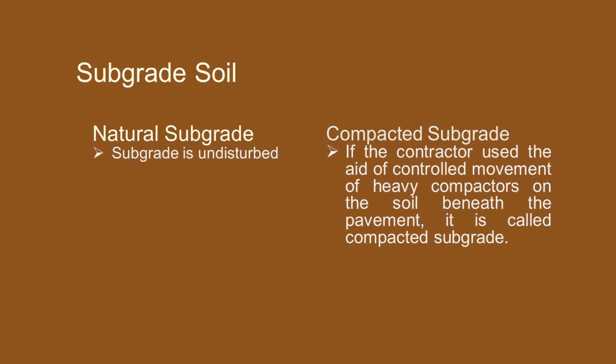We have here the kinds of subgrade, the natural subgrade and compacted subgrade. Natural subgrade is undisturbed. It means, from the word itself, natural, that no mechanism or whatsoever is involved. Then the compacted subgrade: if the contractor used the aid of controlled movement of heavy compactors on the soil beneath the pavement, it is called the compacted subgrade.